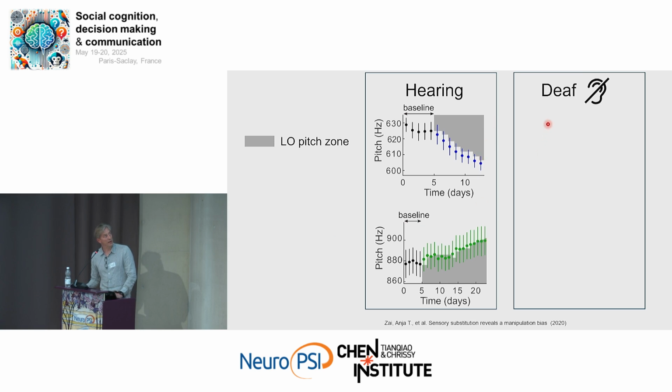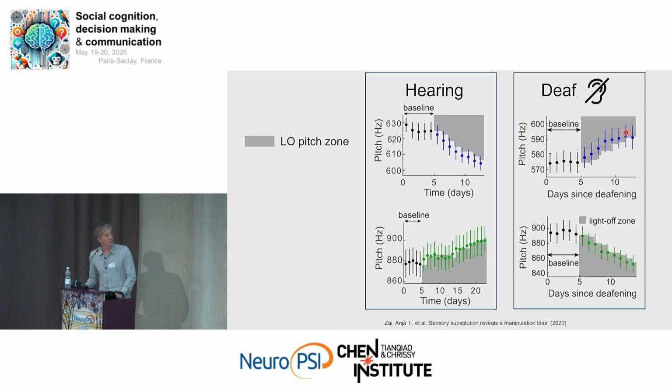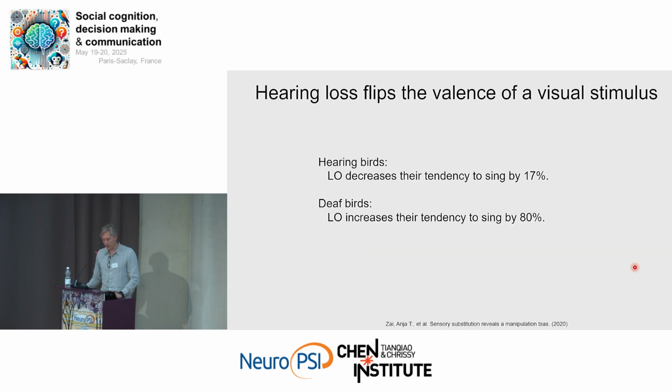But surprise, surprise, when she deafened the birds and did the exact same experiment, the birds tended to like this stimulus, it seemed. So when you turn off the light on the high pitch renditions, the bird would increase the pitch. And when you turn off the light on the low pitch renditions in this other bird, it would decrease the pitch. So what you learn from this is that hearing loss flips the valence of a visual stimulus.